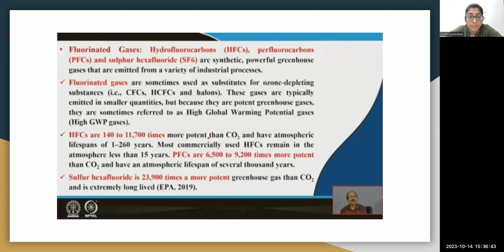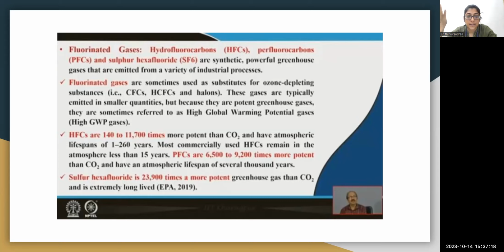11,700 tons of carbon dioxide. So, if 1 ton of this gas is emitted into the atmosphere, its impact is as strong as 11,700 tons of carbon dioxide. So, that is what potency means in this context. It is said that HFC is 140 to 11,700 times more potent than carbon dioxide, and stays in the atmosphere for up to 260 years, 1 to 260 years.